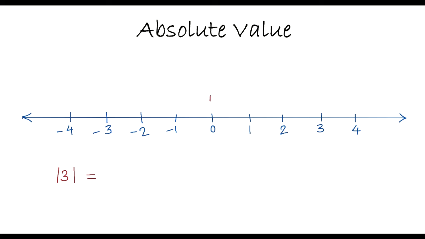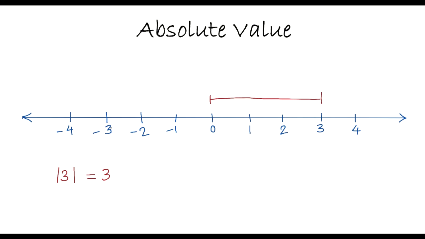And what is the distance from 0 to 3? It is 1, 2, 3 units. So the absolute value will be 3 without any positive or negative sign. Though here we don't have a sign, that means it's positive. Here the distance will be represented without any sign before it.